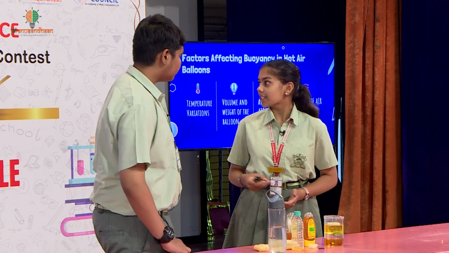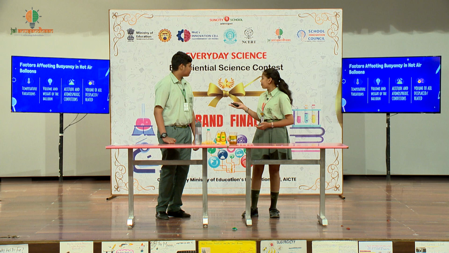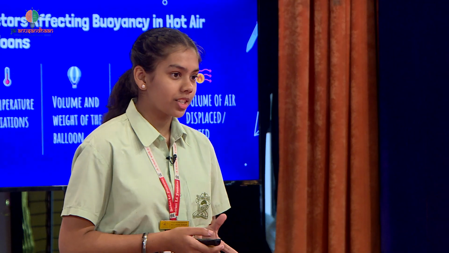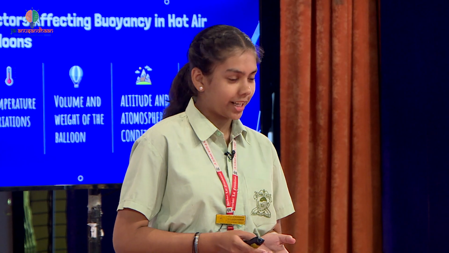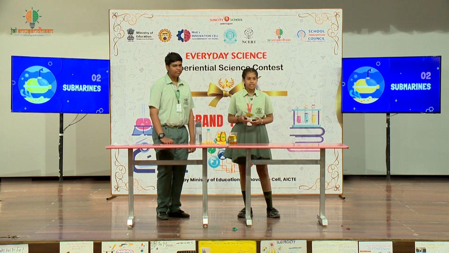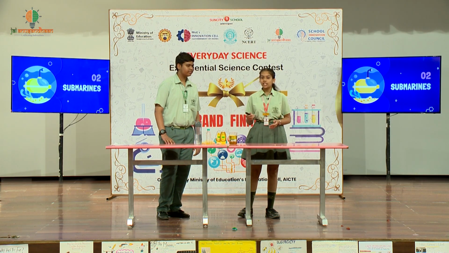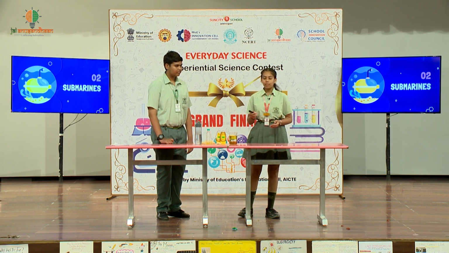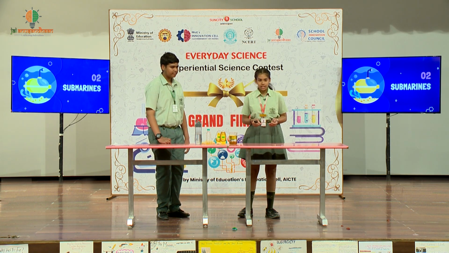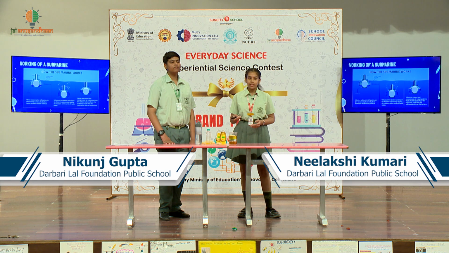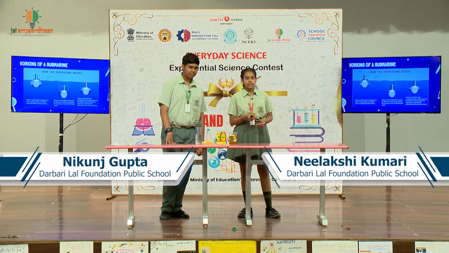As you can see, the factors affecting buoyancy in hot air balloons include temperature variations, volume and weight of the balloon, the surrounding atmospheric conditions, altitude and volume of the air displaced. Moving on to the second application, submarines. A submarine stays afloat primarily through the use of ballast tanks and buoyancy control systems. By adjusting the amount of water in these tanks, a submarine can either float or sink in liquids. When it needs to surface, it pumps air into these ballast tanks, displacing water and increasing buoyancy. And when it needs to dive, it fills water into the same tanks to increase the density, causing it to sink.